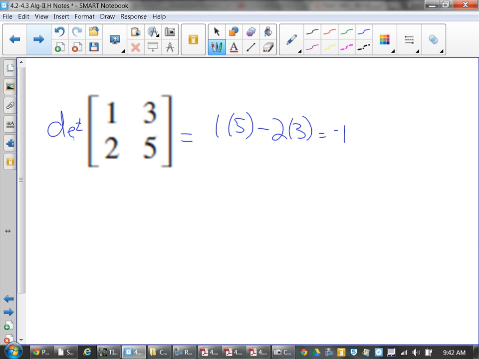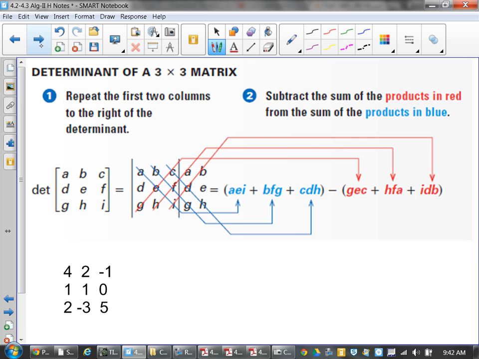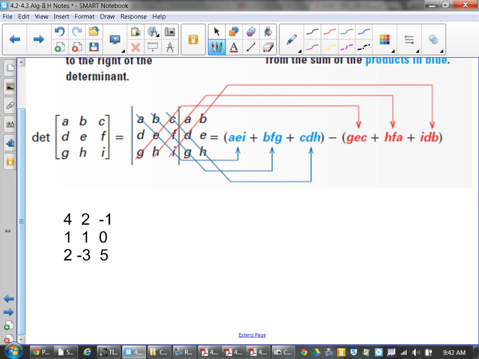Determined. So let's look at a 3 by 3. Ew. 3 by 3 is a bit messy. So, let me show you what happens.